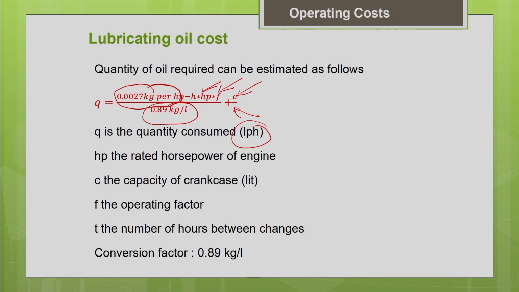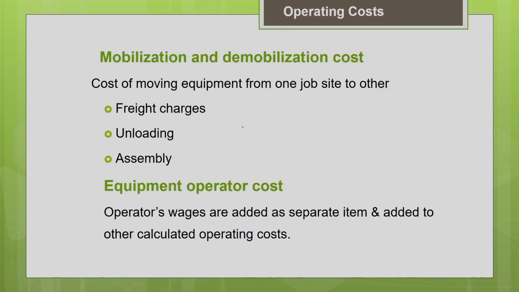So these are the theoretical formulae available in the literature so that you can estimate your lubricating oil per hour. The other important component of the operating cost is the mobilization and demobilization cost. We already discussed the mobilization. When we purchase a machine, the initial cost is inclusive of all the freight charges to procure or mobilize the equipment to your project site.